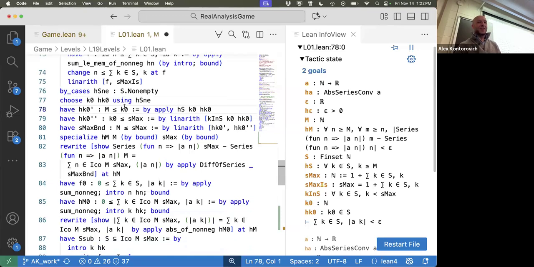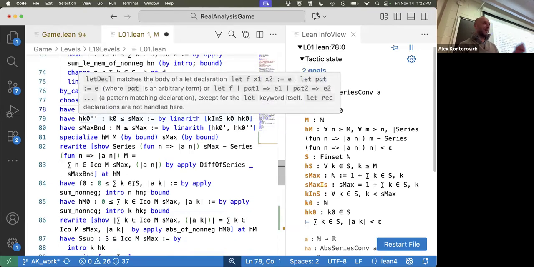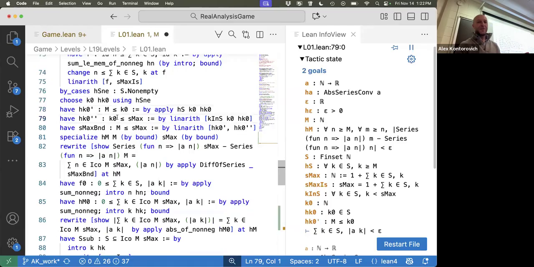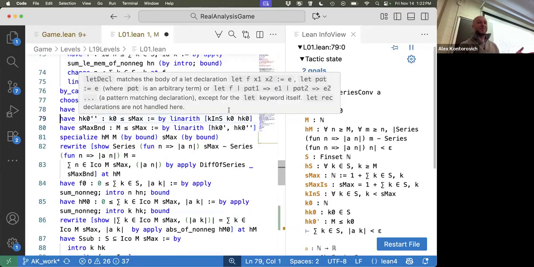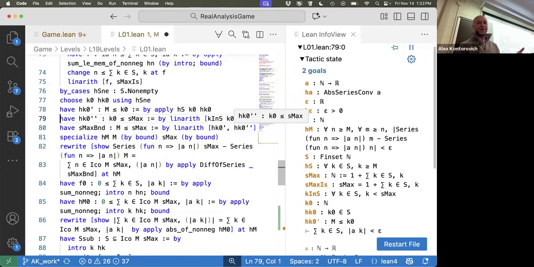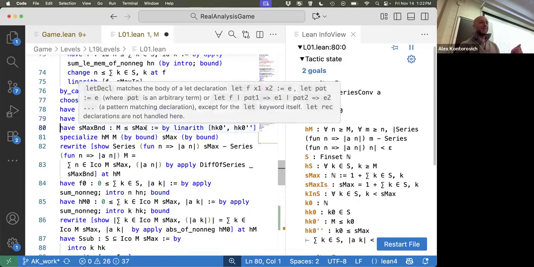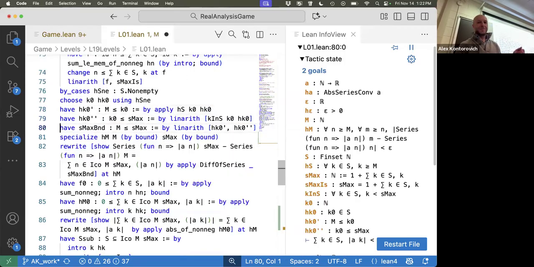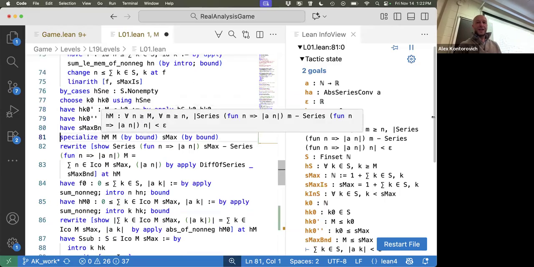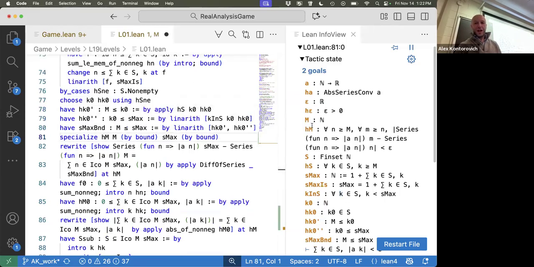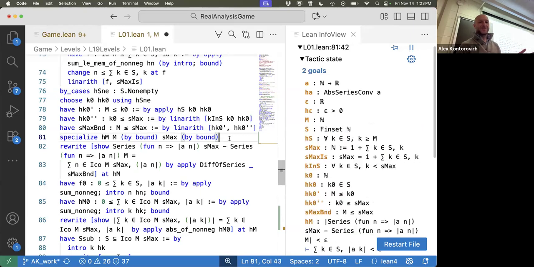That hk0 is at least m because it's in the set, and every element in the set is at least m. That hk0 is at most the maximum, because every element is at most the maximum. And by the way, m is also at most the maximum. Okay, now we're going to take this hm, the Cauchy property. We're going to stick in capital M for little n and the maximum of s for little m. Okay, so that's m and s max.